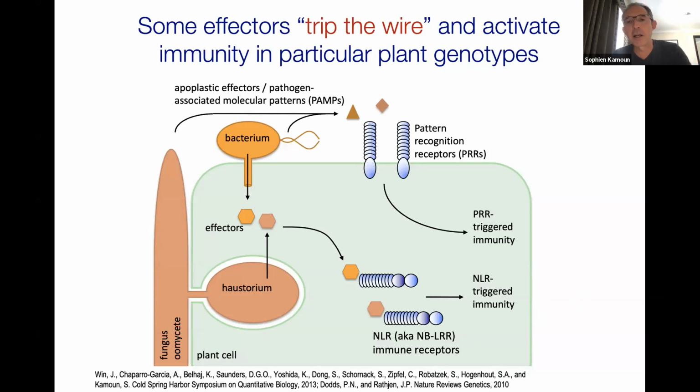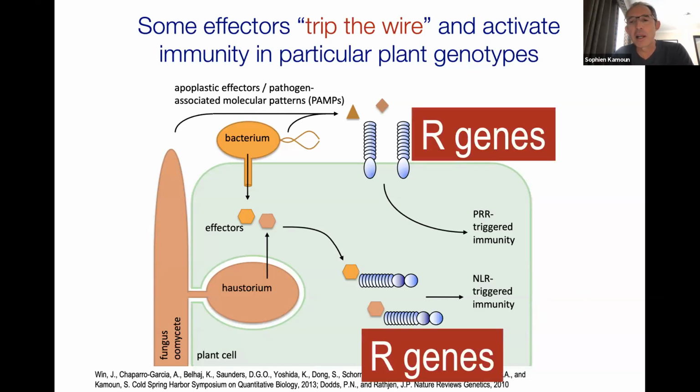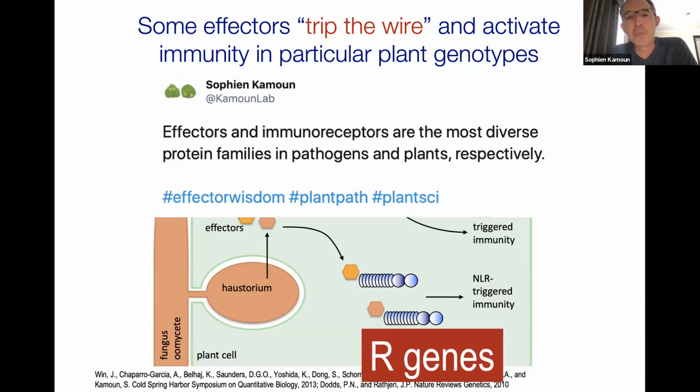So this creates a very unstable evolutionary situation. And this probably is what resulted in this very large number of immunoreceptors in the plant, and also a very large number of effectors on the pathogen side. This tweet is meant to be provocative. I don't mean to say that these are the most diverse protein families, although they might be, but they're arguably among the most diverse protein families in the pathogen and in the plant, respectively.